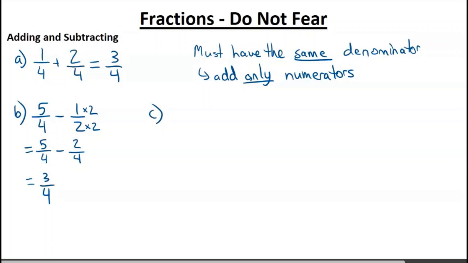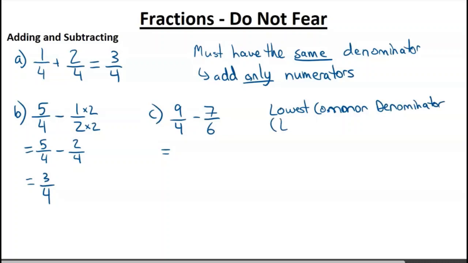This one is 9 over 4 minus 7 over 6. 9 over 4 minus 7 over 6. Here we need to get the common denominator, which we call the lowest common denominator, sometimes known as the LCD. You don't have to always find the lowest one, you'll just have to simplify at the end.